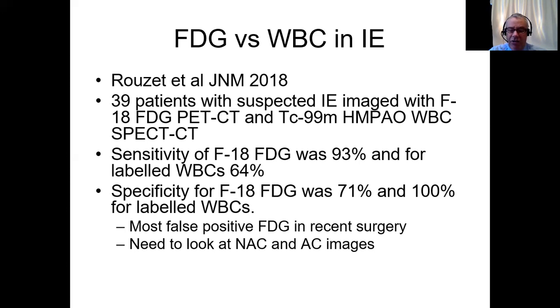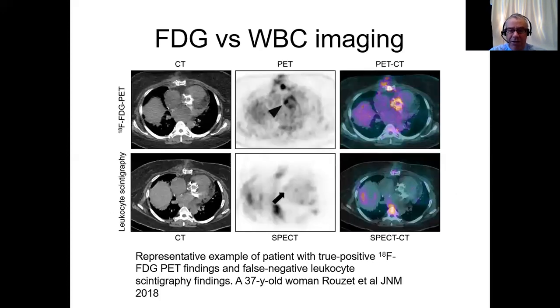And again, he said, look at both the non-attenuated and attenuated corrected image. And this is an image from his paper. You can see this is the same patient. With the FDG PET in the top row, there's very good localization around the prosthetic valve. This is in the mitral valve, but you can't see it in the leukocyte imaging. It's completely negative.